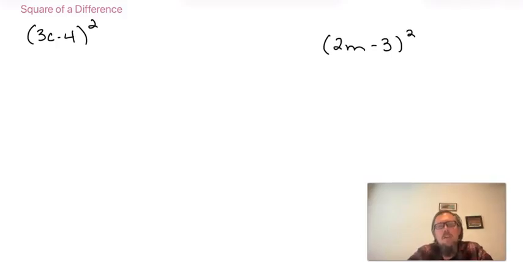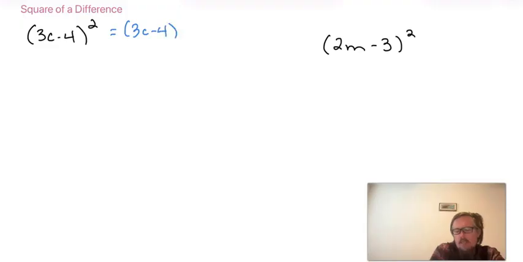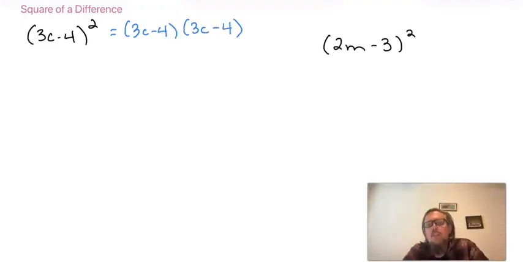The square of a difference is another polynomial multiplication problem where you can write it out the long way. Squared means multiply it by itself. So we can write it out as 3c minus 4 times 3c minus 4 and do the distributive property. But just like the square of a sum, there's a shortcut. And so rather than write it out the long way, let me just show you the shortcut.